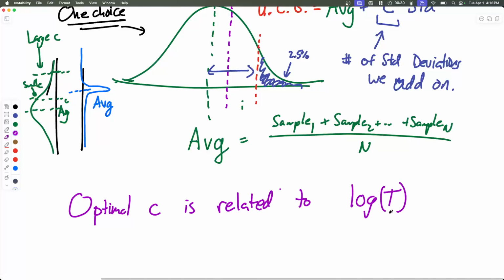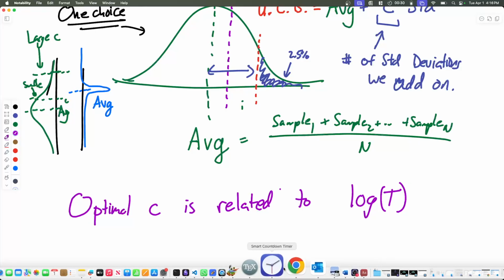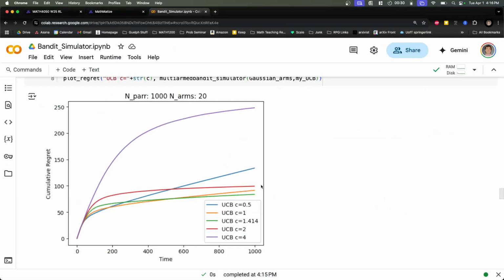And so the longer you play, the more you want to explore. If you're going to be here for 100 years, then you're going to spend a lot of time exploring up front. And if you're going to play a short round, then you're going to explore less. And so you've got to balance and figure out what to do. That's the UCB algorithm.